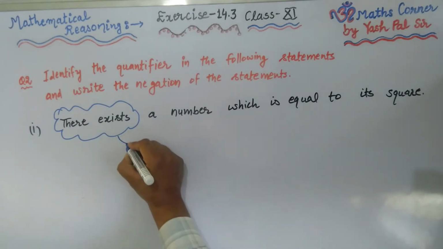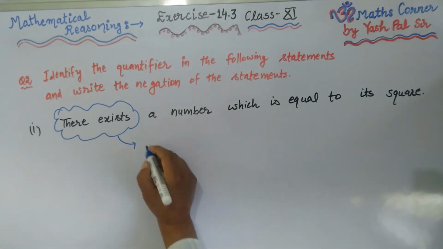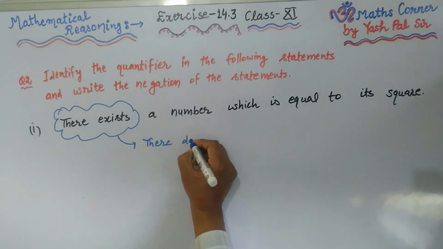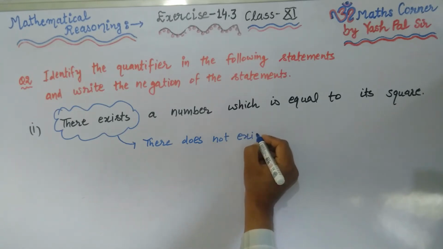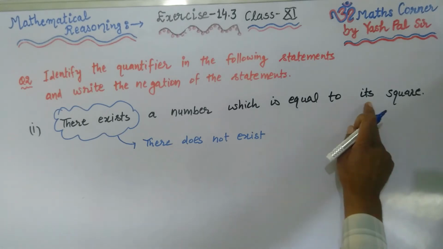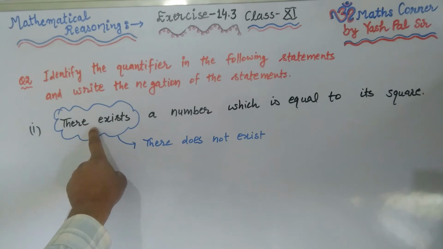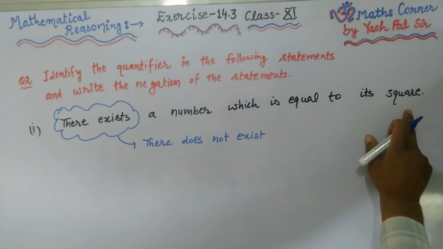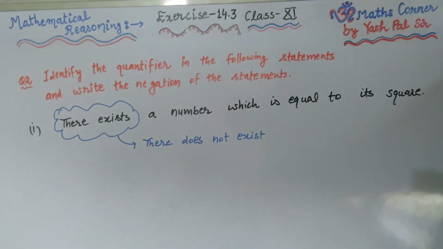In order to find the negation of this statement, we just write here: there does not exist a number which is equal to its square. We only replaced this quantifier with this. Next, everything is the same. This way we find the negation of the statement.